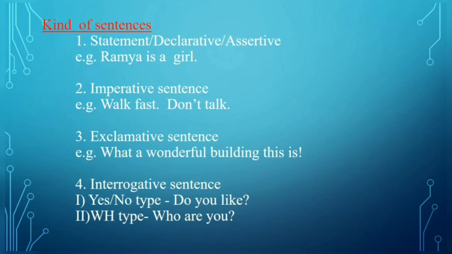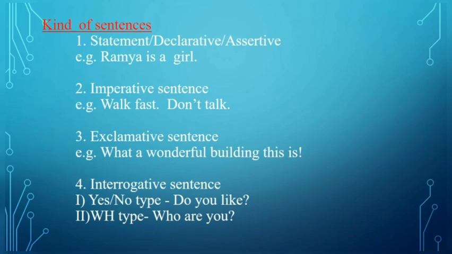Next, before we change direct to indirect speech, we should know the kinds of sentence. There are four kinds of sentence: statement sentence, imperative sentence, exclamatory sentence, and interrogative sentence. Statement, or declarative, or assertive. Example: Ramya is a girl. A statement sentence always ends with a full stop. An imperative sentence always starts with a verb. Here you see the example: walk fast. And an imperative negative sentence always starts with don't and ends with a full stop.